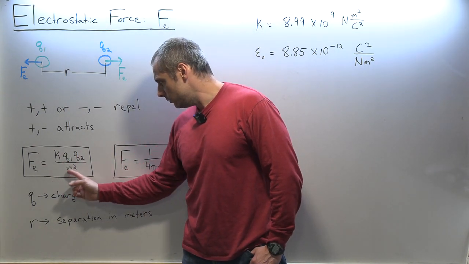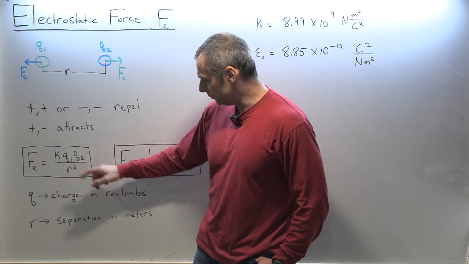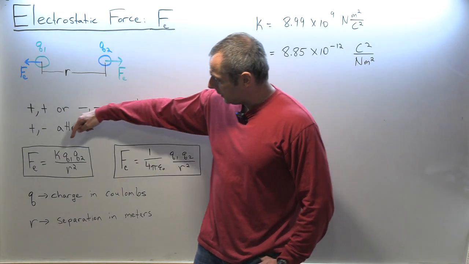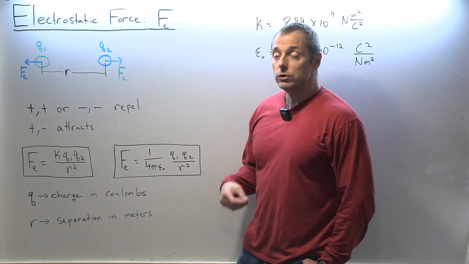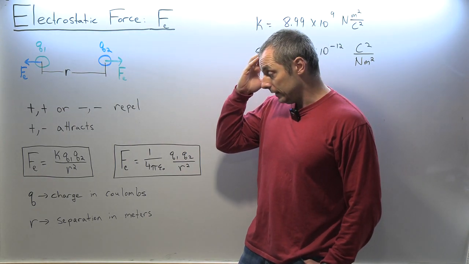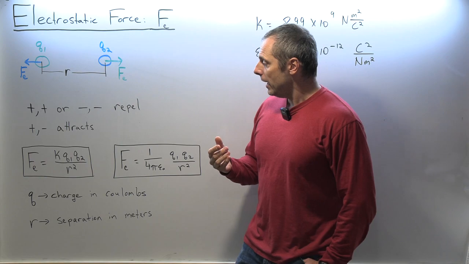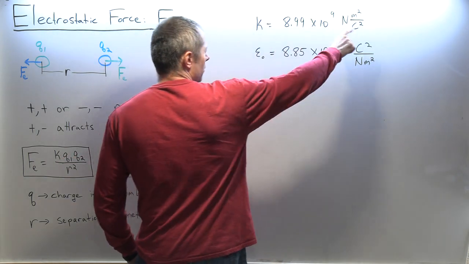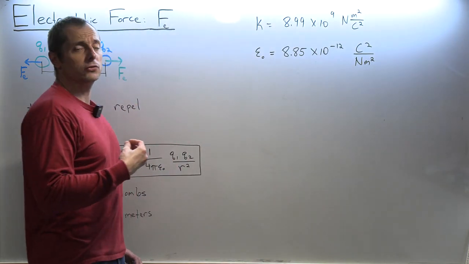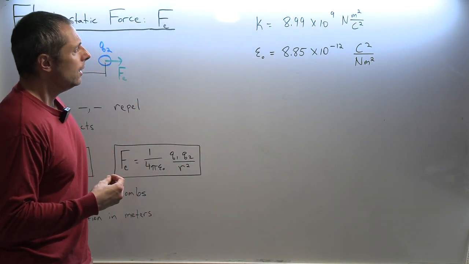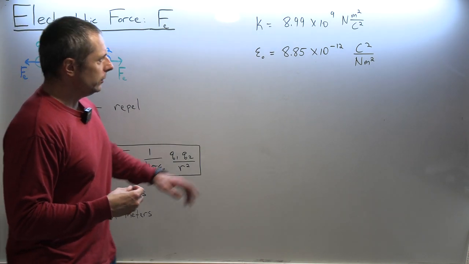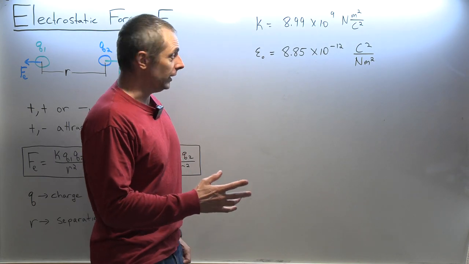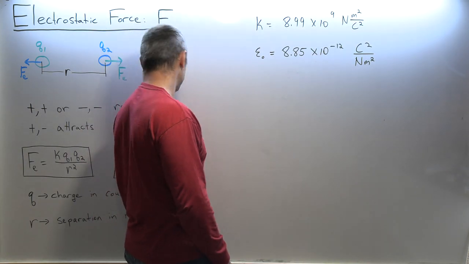F is k q1 q2 over r squared, with the subscripts of the two charges. So it looks like the gravity formula, except instead of the capital G, we need a new constant for the electrostatic force. And we use Coulomb's constant k, 8.99 times 10 to the 9th newton meters squared over coulombs squared. And you can round this to 9.0, and it's perfectly fine. You don't lose any credit if you just say 9 times 10 to the 9th.